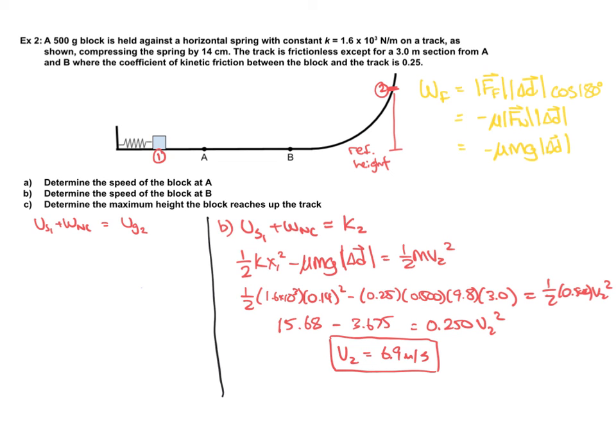And notice how similar the starting equations are for B and C. Really similar situation there. So on the left side, it's the same as the left side for part B. So I'm going to keep those numbers. That was at the bottom there, 15.68, and then negative 3.675. And on the right side, here's where it gets a little bit different.